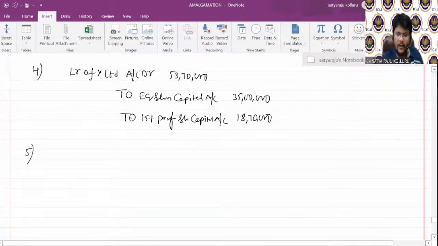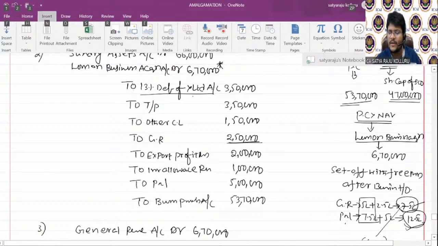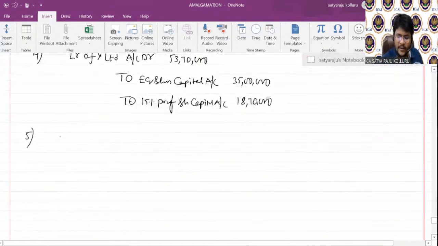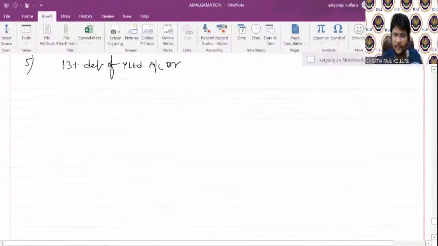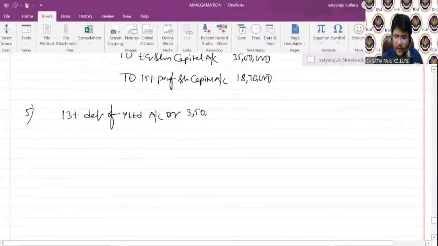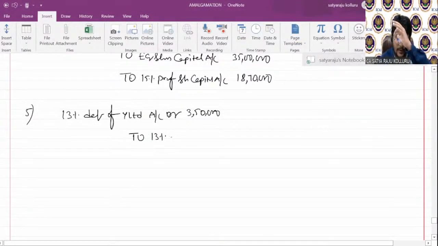Next. Now, one of the liabilities, if you observe, is 13% debentures of Y Limited. So on behalf of such 13% debentures of Y Limited, an equal number of your company debentures are going to be issued, right? Now, at that point of time, the journal entry is 13% debentures of Y Limited account debtor. How much, guys? 3,50,000 to your company debentures. Your company debentures are also 13% debentures only. To 13% debentures account, which is 3,50,000.